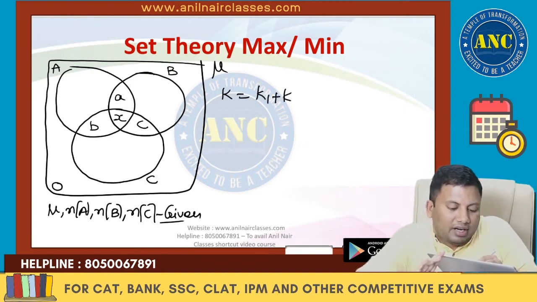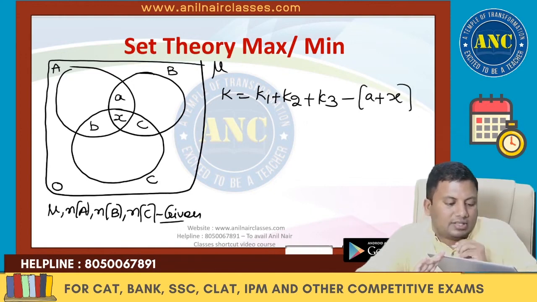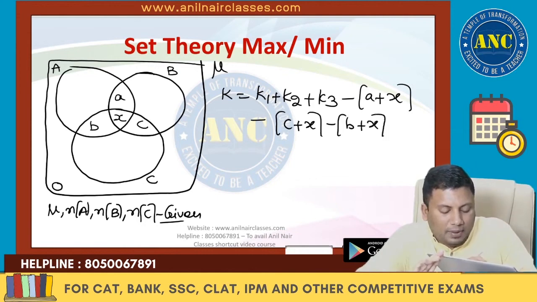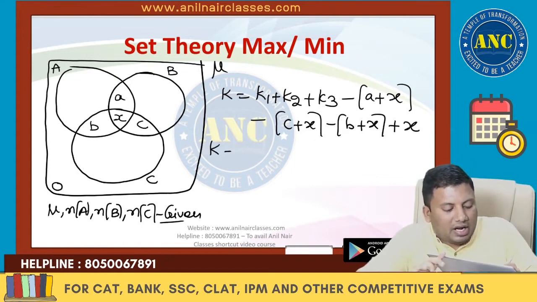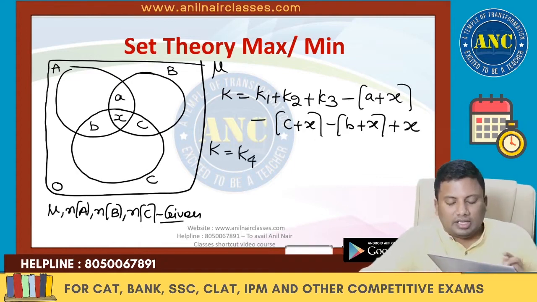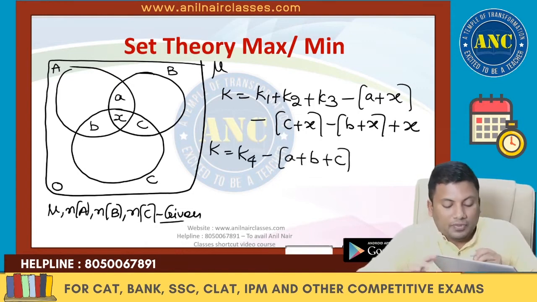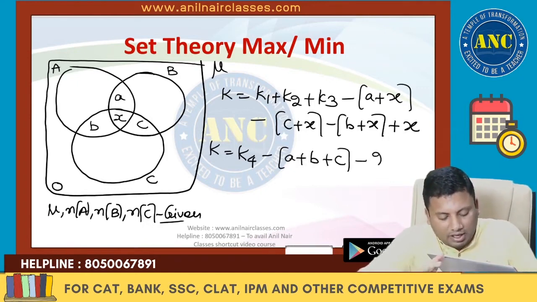This is K1, next is K2, next is K3, minus n of A intersection B, which is A plus X, minus n of B intersection C, which is C plus X, minus A intersection C, which is B plus X, plus A intersection B intersection C, which is X. Sum of three constants is also another constant, K4, minus of A plus B plus C, minus X minus X minus X, minus 3X plus X, minus 2X.